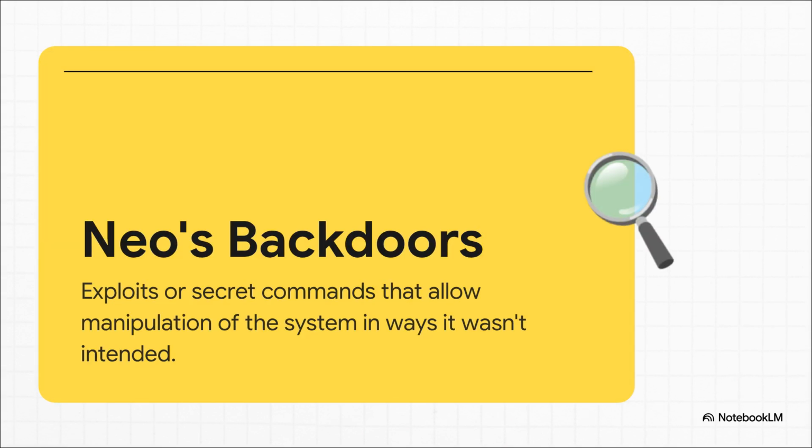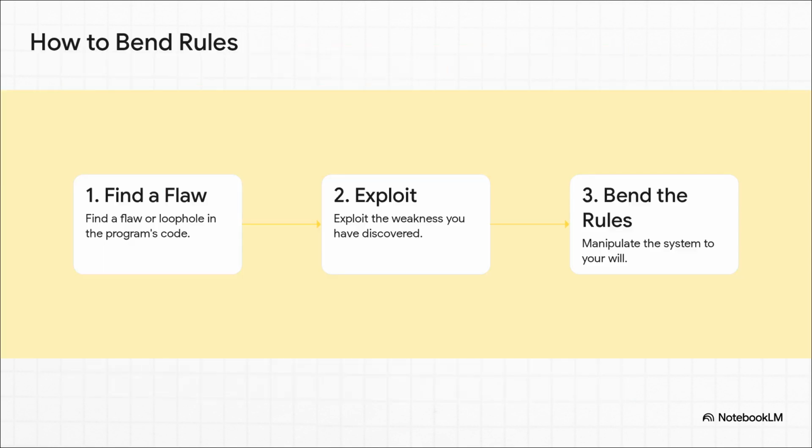When you see Neo stop bullets in midair or fly, he's not just breaking the laws of physics. In computer terms, he's using a backdoor. He's found a glitch, a secret command, some little weakness in the code, and he's exploiting it to do things the main programmer, the architect, never, ever intended. And really, it all boils down to 3 simple steps.